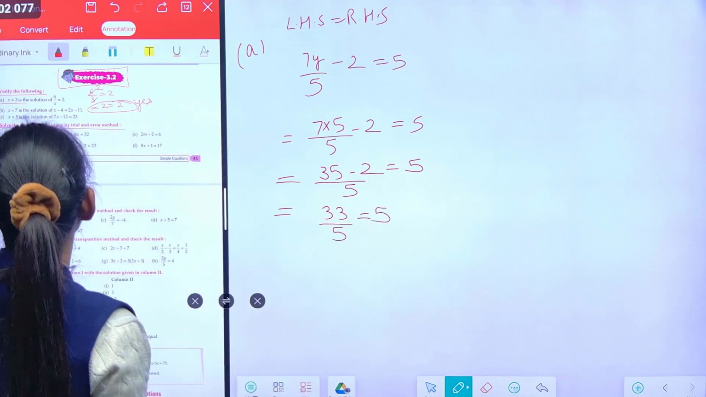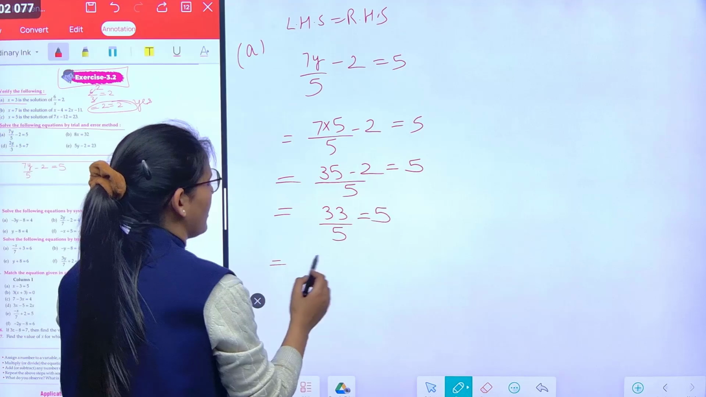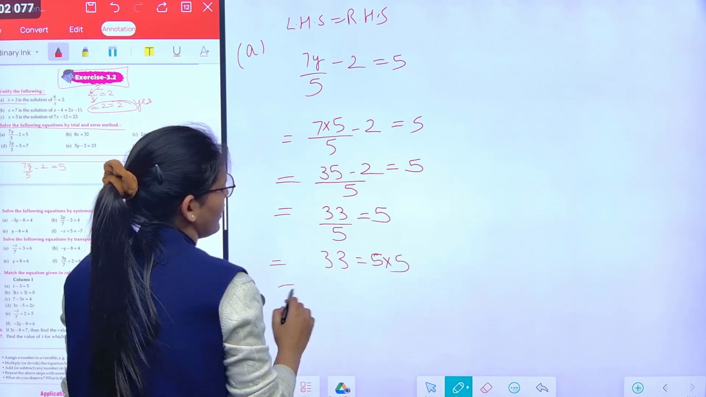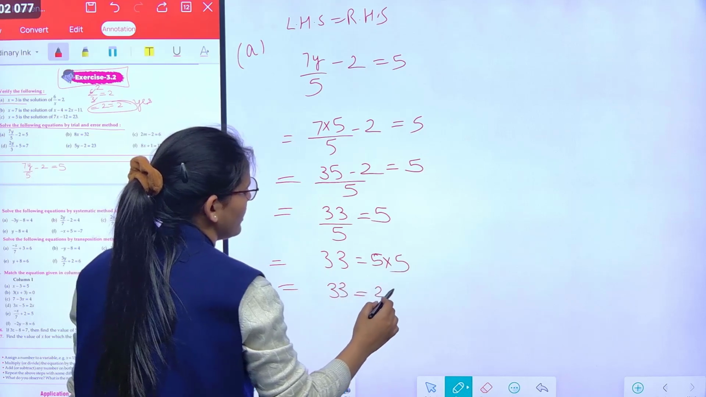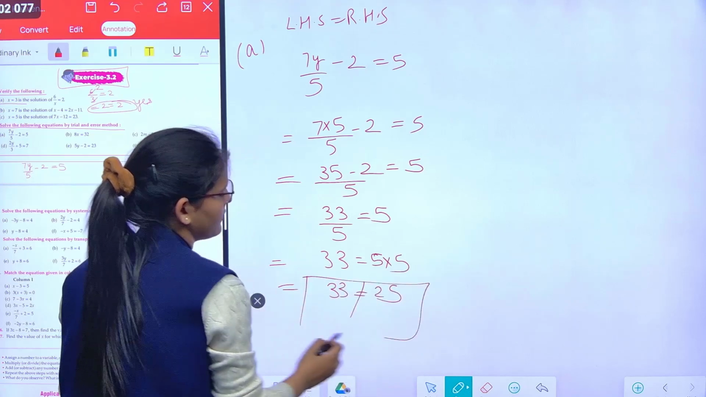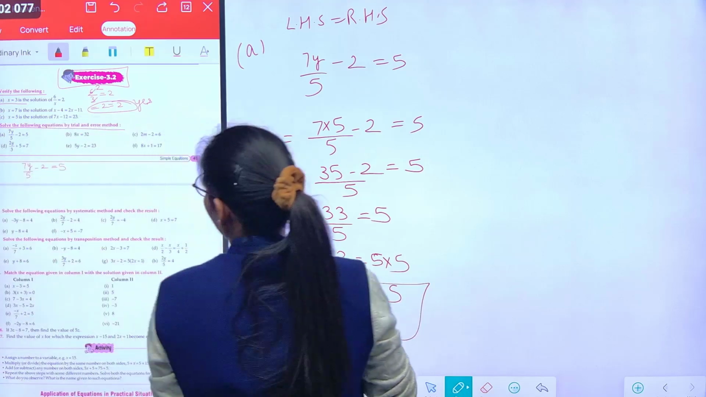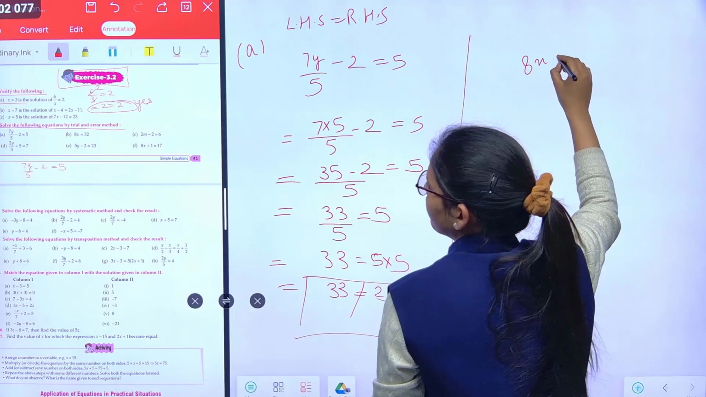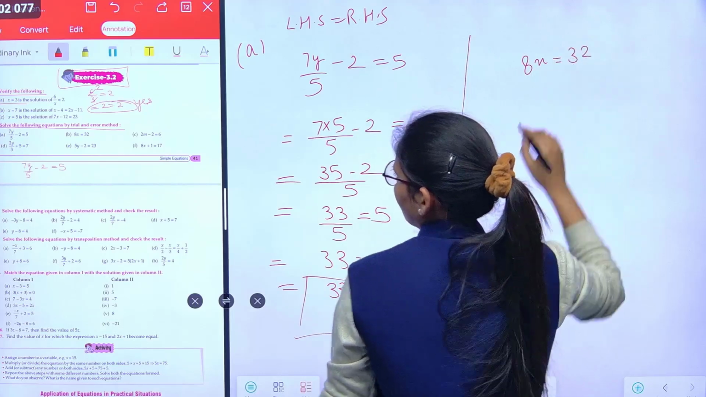Now class, 33 upon 5 is not equal to 5, 5 5s are 25. Now class, these two are not equal to each other. Understand class? Okay. Now class, see the next question: 8x is equal to 32.